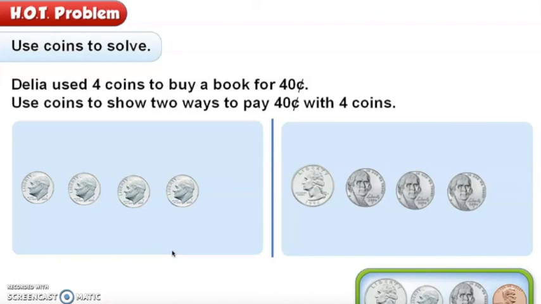Okay, everybody? So now you guys can go on to Think Central. You can log in and you can complete the assignment for chapter 7.4. And hopefully this little extra practice and these extra examples helped you better understand how you can find a total amount of something using 2 different collections of coins.